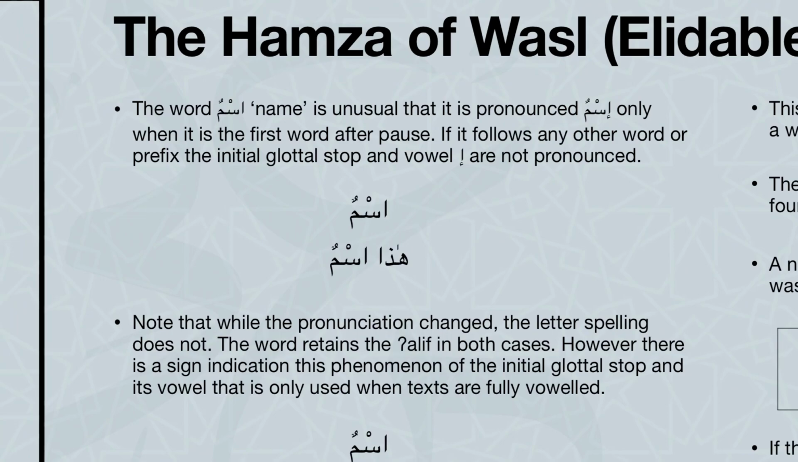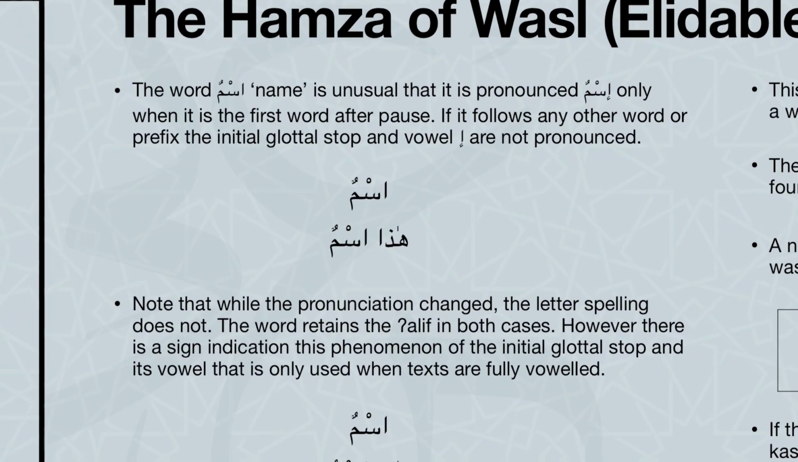Now, if it follows any other word or prefix, the initial glottal stop and the vowel I are not pronounced. So when I say here, how would I pronounce this? This is a standalone word. I would pronounce it as isim, isim, isim. But look here. Notice how I'm pronouncing it.